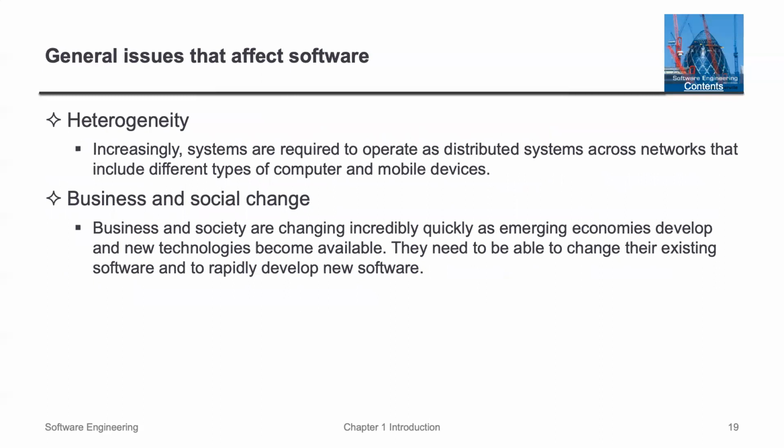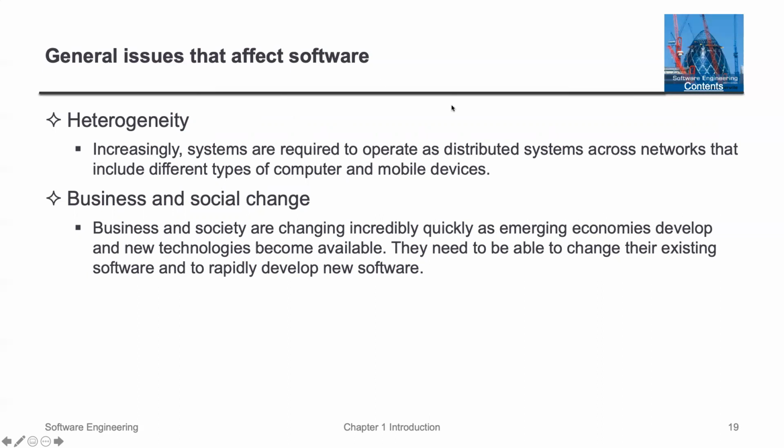So what are some of the general issues that affect software? First of all, heterogeneity. Increasingly, systems are required to operate in distributed systems across networks that include different types of computer and mobile devices. In terms of business and social change, business and society are changing incredibly quickly as emerging economies develop and new technologies become available. They need to be able to change their existing software and to rapidly develop new ones.